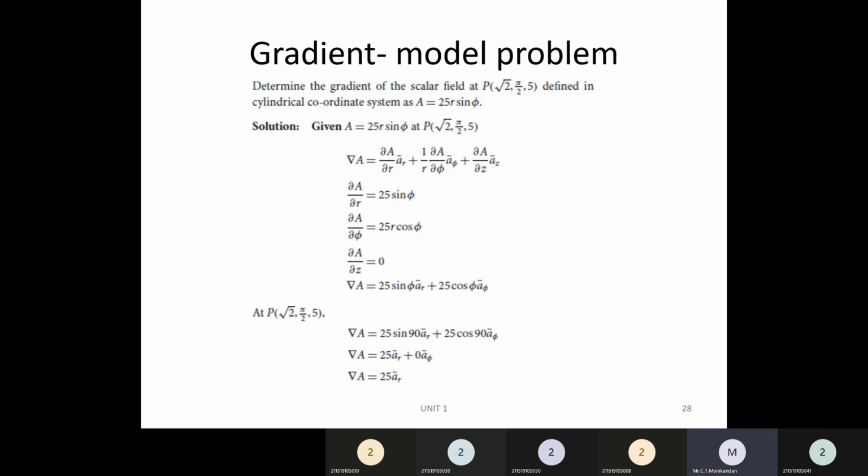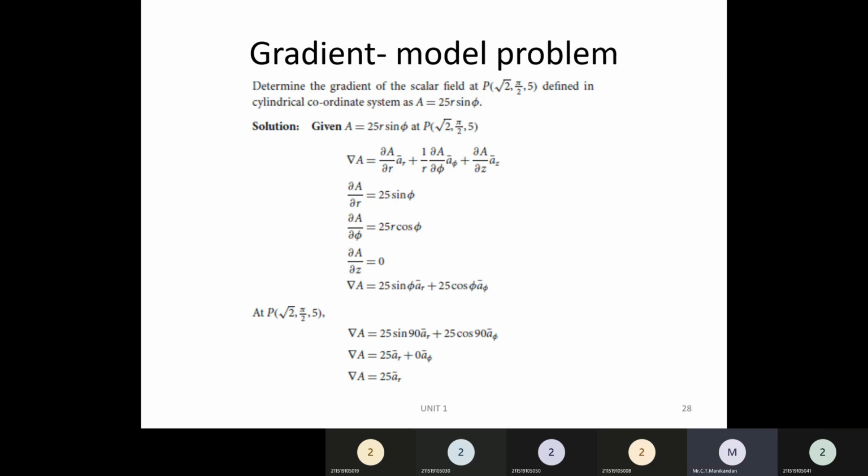Here A equals 25 r sin phi. We have to take the gradient del A: dou A by dou r into a_r plus 1 by r dou A by dou phi into a_phi plus dou A by dou z into a_z. We find dou A by dou r, dou A by dou phi, and dou A by dou z separately, and we get del A. Then we substitute the points: r is root 2, phi is pi by 2, z is 5. Then you will get the answer.